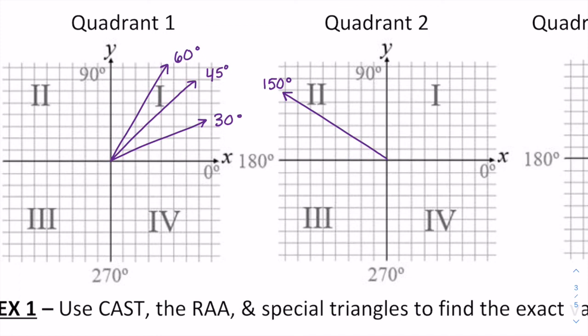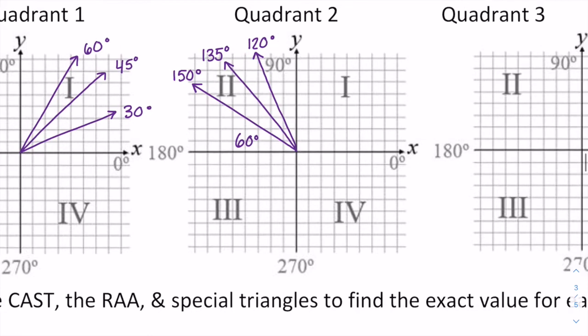Next, let's look at our second one, which would have a related acute angle here of 45 degrees. If I think of what that big angle is, I go from 0 all the way over here, and I have 45 left, so that would be 135 degrees. And our last one has a related acute angle of 60 degrees. My big angle would go from 0 to the terminal arm and have 60 degrees left to get me to 180. So that would mean this angle is 120 degrees.